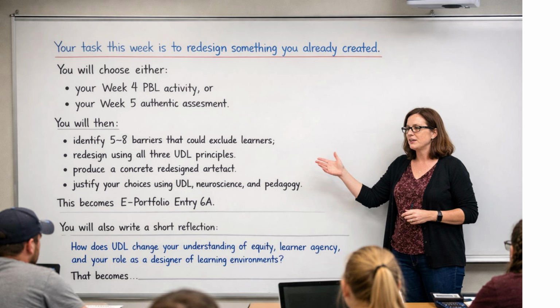Your task this week is to redesign something you already created. You will choose either your week 4 PBL activity or your week 5 authentic assessment. You will then identify 5-8 barriers that could exclude learners, redesign using all 3 UDL principles, produce a concrete redesigned artifact, and justify your choices using UDL, neuroscience, and pedagogy. This becomes e-portfolio entry 6A.